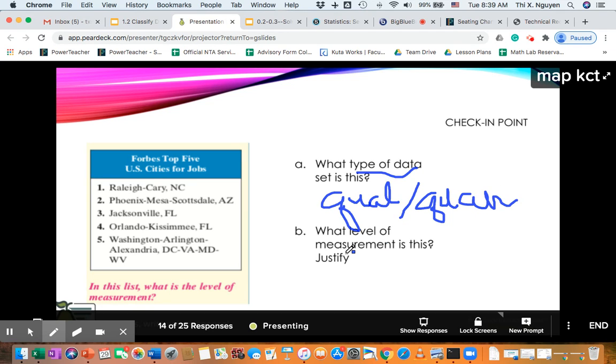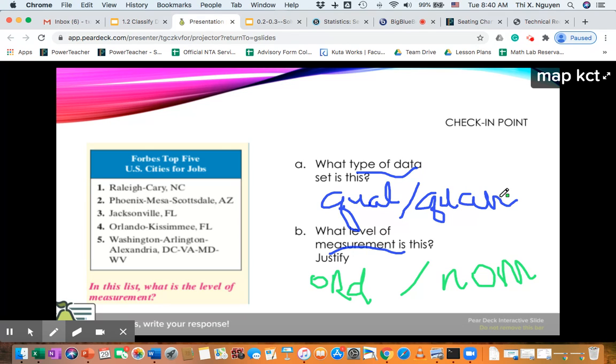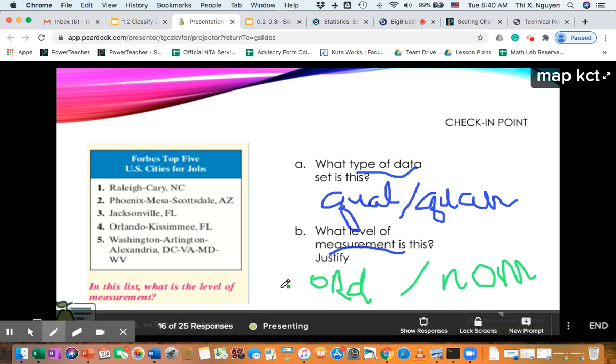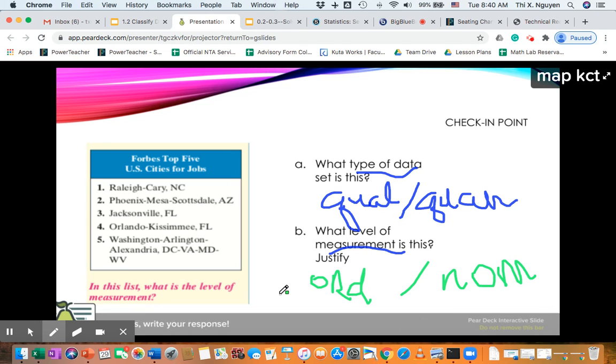Now part B is asking the level of measurement. So the level of measurement is the one that we just talked about, which is ordinal versus nominal. Okay, so take a few seconds. Answer these two. Is this qualitative or quantitative? Is this ordinal or nominal? We have our 16 students already respond. I'll wait for a couple more before I show the answers.